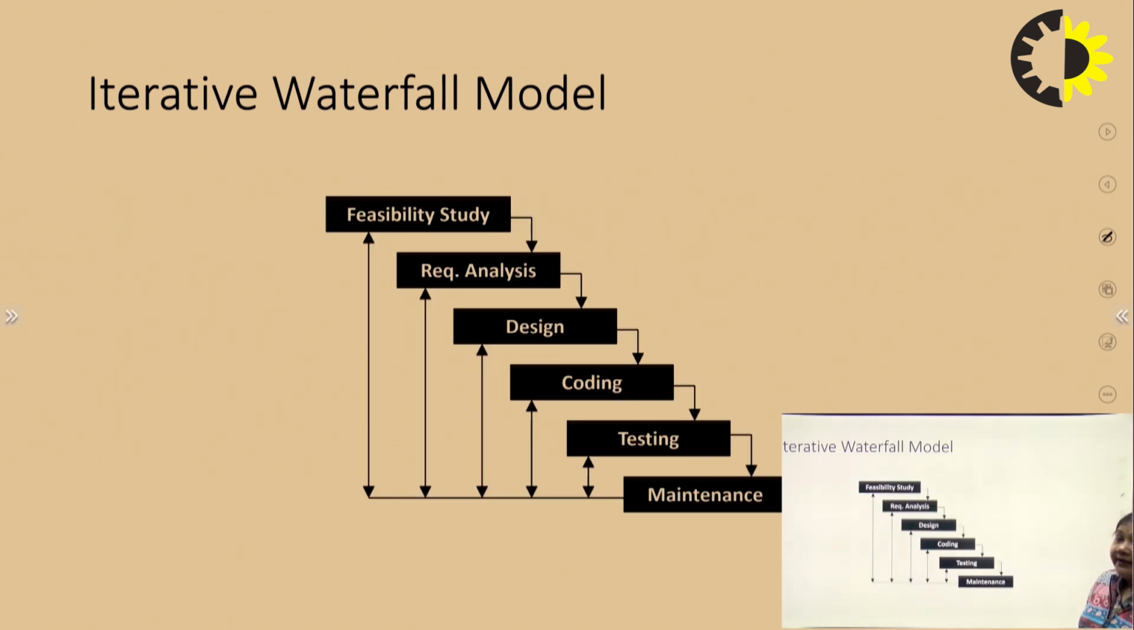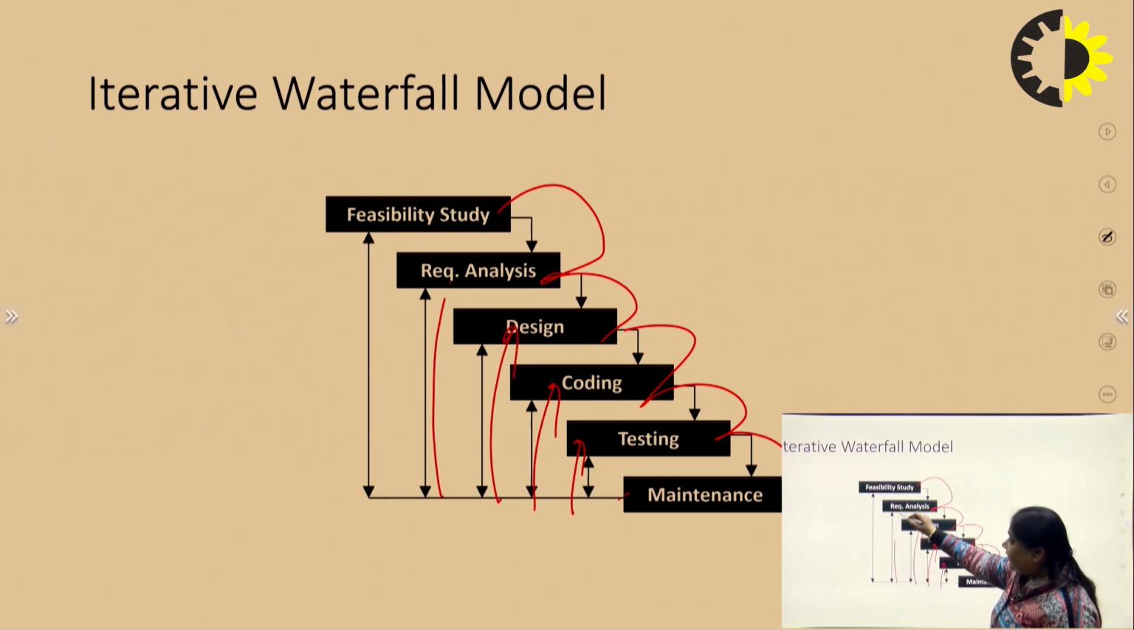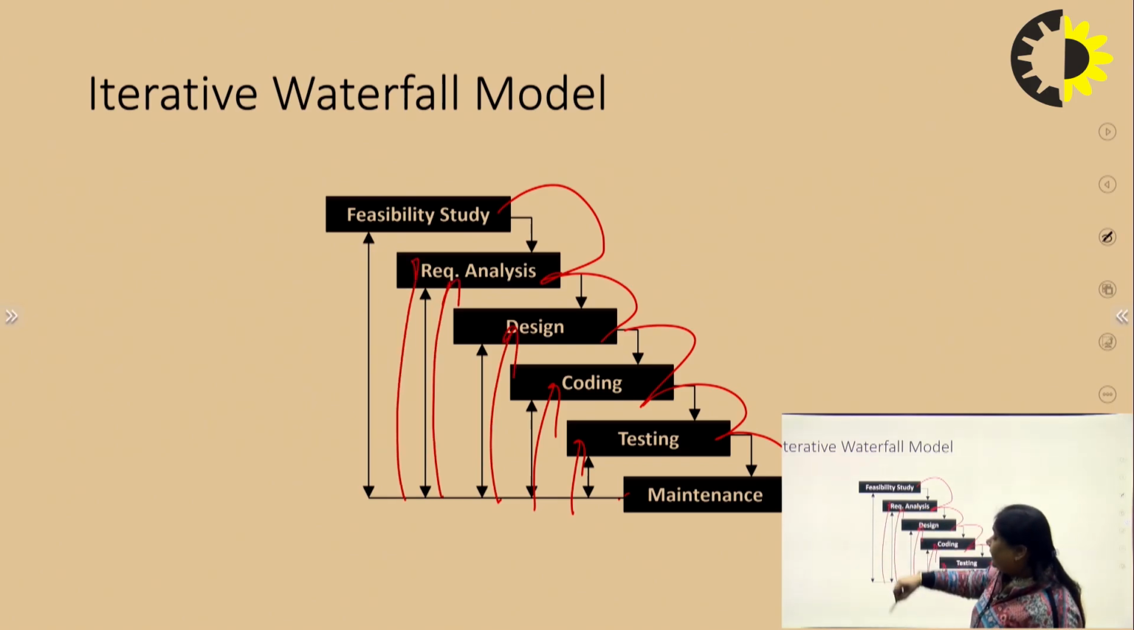This is the iterative waterfall model: going from feasibility study to requirement analysis, then design, coding, testing, and maintenance. These are all parts of the waterfall model, but the difference between the waterfall and iterative waterfall model is that each phase can give suggestions to the previous ones, so after that it can be improved.